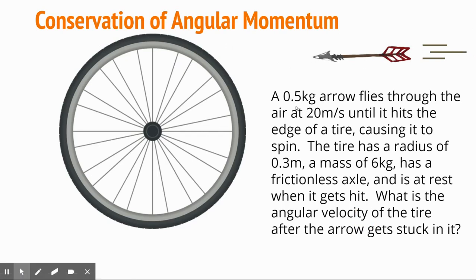So a 5.5 kilogram arrow flies through the air at 20 meters per second until it hits the edge of a tire, causing it to spin. The tire has a radius of 0.3 meters, a mass of 6 kilograms, and has a frictionless axle and is at rest when it gets hit. What is the angular velocity of the tire after the arrow gets stuck in it? So to start with, we have this arrow moving horizontally and it's going to get stuck in this tire.